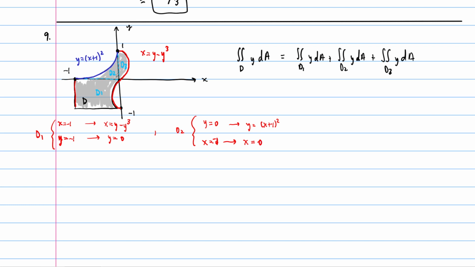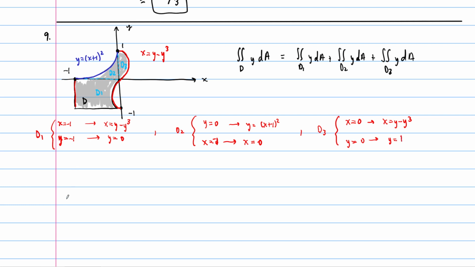And so that'll give us this region. And then finally, our D3, this one is again going to be type 2. It's going to be bounded from y equals 0 to 1, from x equals 0 over to x equals y minus y cubed, right? It's type 2. X equals 0 to x equals y minus y cubed. And then the y is bounded from 0 to 1, right? It goes from 0 to 1.